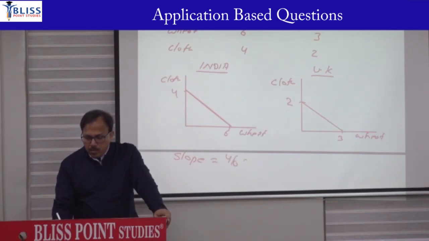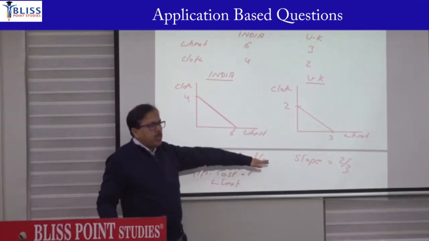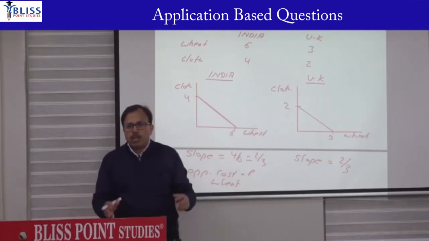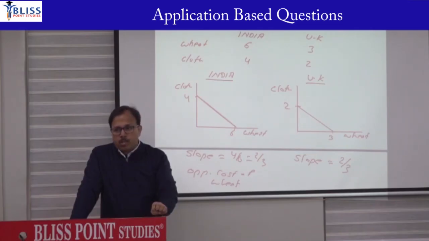So what is slope here? 4 by 6, that is 2 by 3, and here also slope is 2 by 3. And what does slope calculate? Slope calculates opportunity cost of wheat. So what is opportunity cost of wheat here? 2 by 3, and here also opportunity cost of wheat is 2 by 3. So since opportunity cost is same in both countries, therefore no mutually beneficial trade can happen. Trade arises mainly due to difference in opportunity cost. अगर opportunity cost same है तो trade से कोई benefit नहीं होगा. So that will be the one line answer.